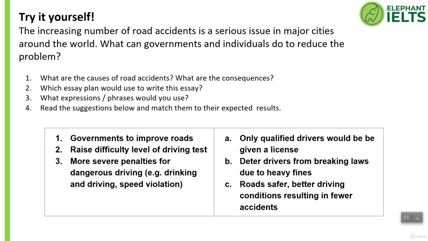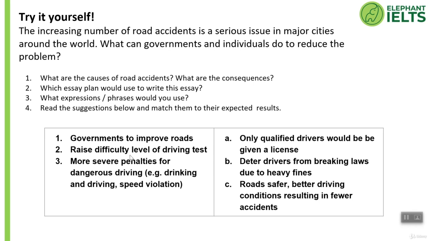So these are some ideas you could use for your essay. One of the suggestions is for governments to improve roads. What would be the result of that? Which one would it be? A, B, or C? Well, probably C. Roads would be safer, there would be better driving conditions, which would result in fewer accidents.